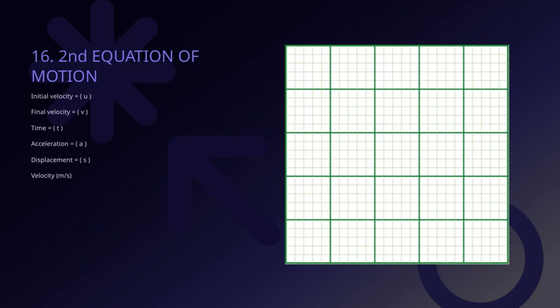Displacement, represented by s, indicates the change in position from the starting point. Acceleration tells us how quickly that velocity is changing over time. Time, t, is simply the duration over which the motion occurs. The final velocity, v, is what the velocity becomes at the end of the time period, while the initial velocity, u, is where it started from.